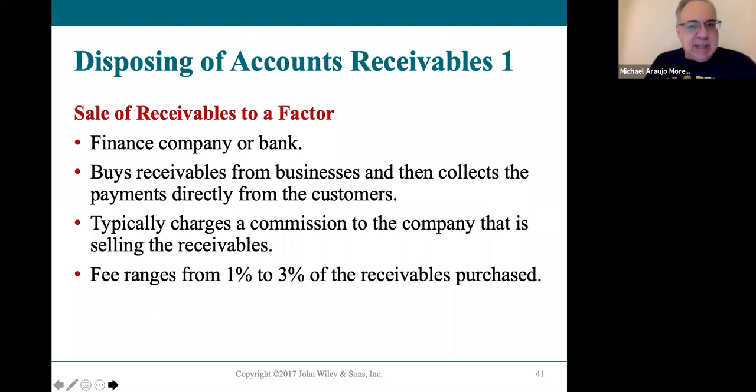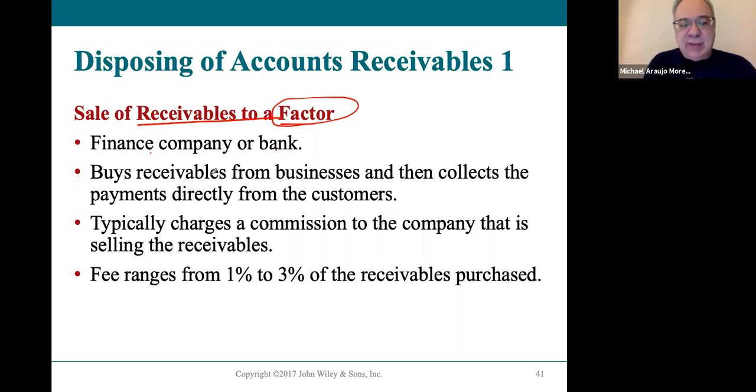Two more quick things on this objective. Businesses can sell their receivables for cash. This is not always the case, but sometimes businesses need to grab cash, and certainly they might look at their line of credit at a bank, but sometimes you just need more money. So you can sell your receivables to a company called a factor. A factor is a finance company or a bank that specializes in collecting receivables.